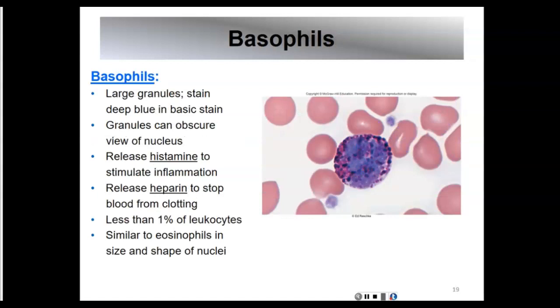Basophils have large granules. The stain is deep blue. Sometimes it's hard to even see the nucleus. They release histamine to stimulate inflammation, as well as heparin to stop blood from clotting. They're less than 1% of your white blood cells, so they're a very small amount. They're similar to eosinophils in size and shape.